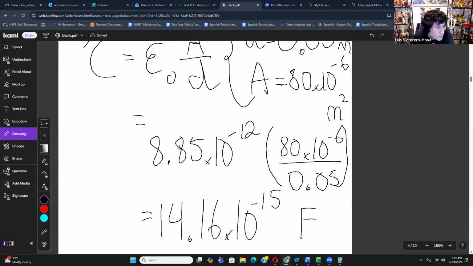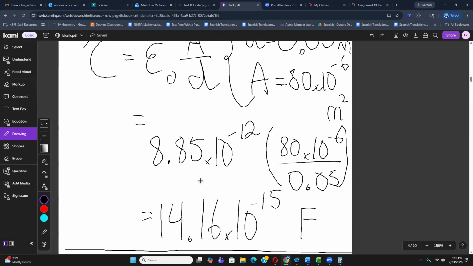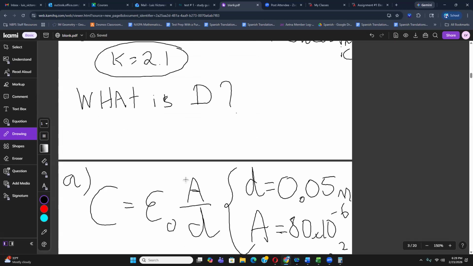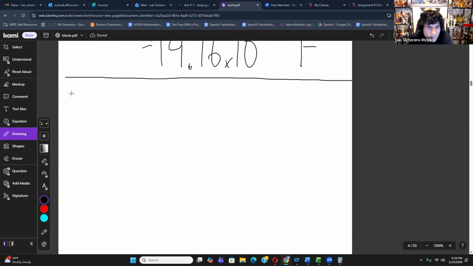Farads. Professor, could you please remind what chapter this formula is from? The C equals epsilon naught A divided by D? That's chapter 16. Thank you. What about B? How do you find the electric field?